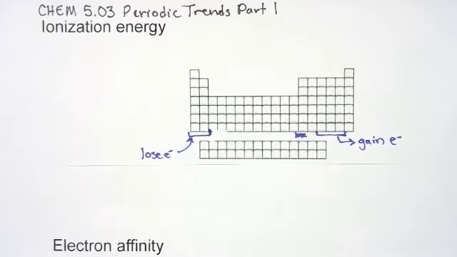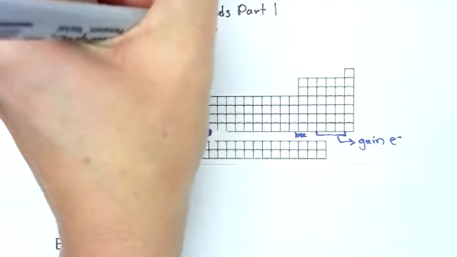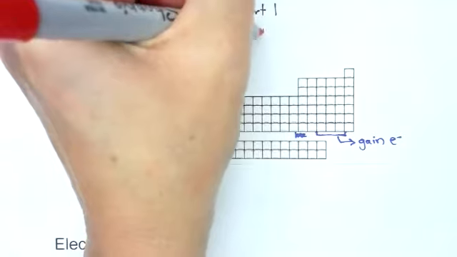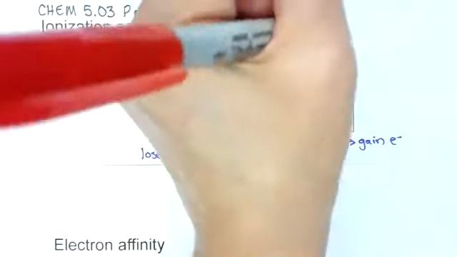So we have four more trends to talk about. Reactivity is one of them, and we're going to talk about number 2 and number 3 in this video. So the first one we're going to talk about is ionization energy. And we defined those, you looked up some definitions for me on another page. The definition for ionization energy is the energy required to remove an electron.